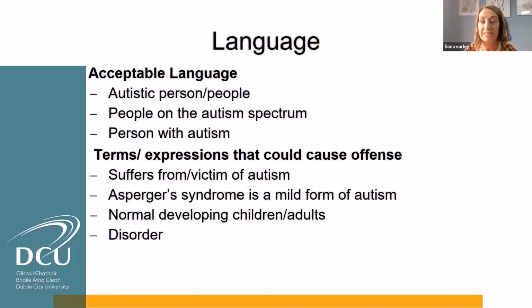Normal developing children, adults, well, I think we all know that the word normal just doesn't exist. What you would say is neurotypical. If you are not on the autistic spectrum, you are neurotypical. And also the word disorder. Autism isn't a disorder, it's a different way of thinking, learning, processing.